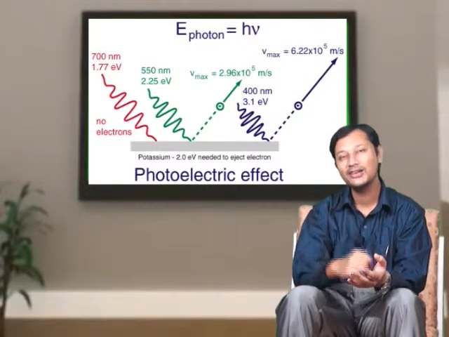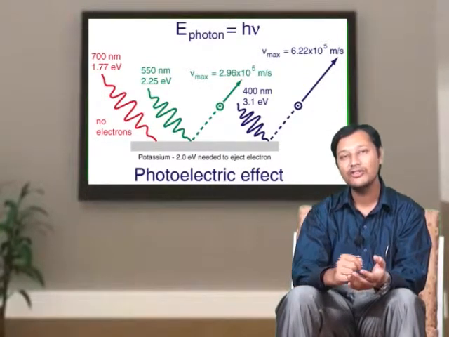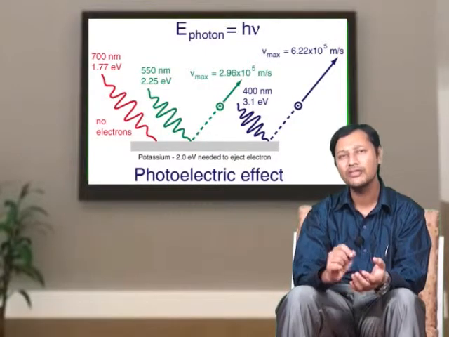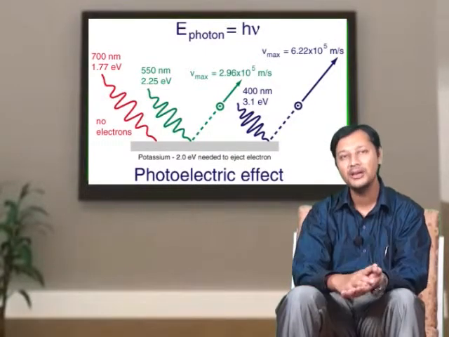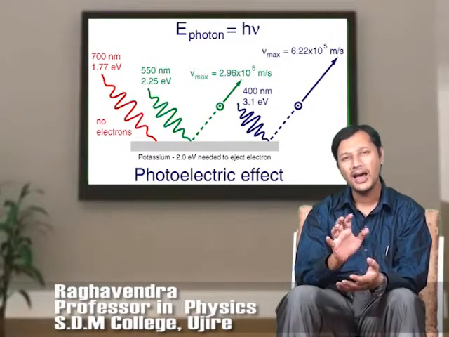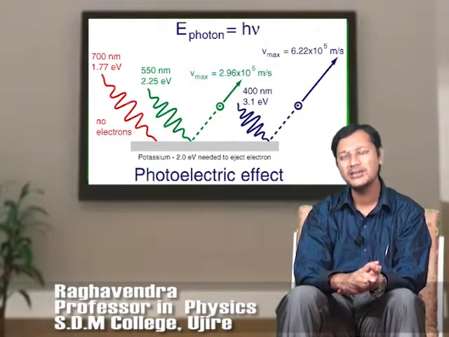And as you know, the electron that comes out is called the photoelectron, and that is how you are able to register a current called the photocurrent. And this is explained by Einstein using Planck's quantum theory. No other classical theory is able to explain the photoelectric effect. Only Planck's theory, which was applied by Einstein, was able to explain the photoelectric effect.